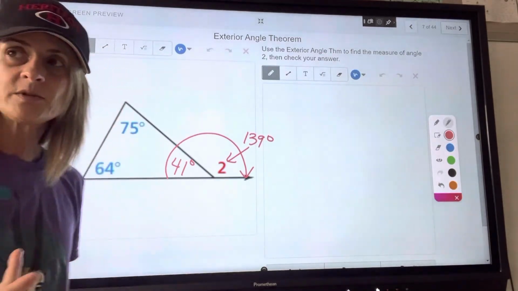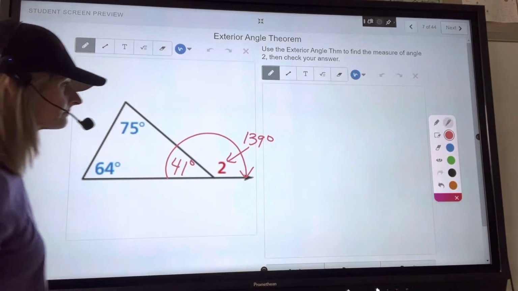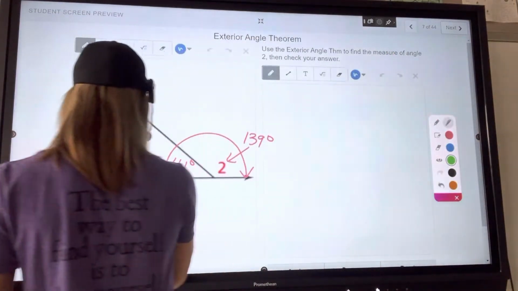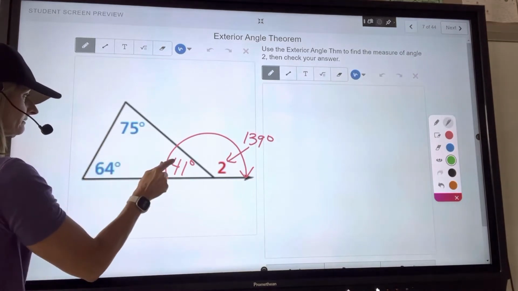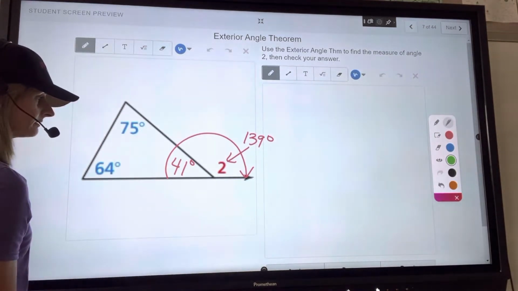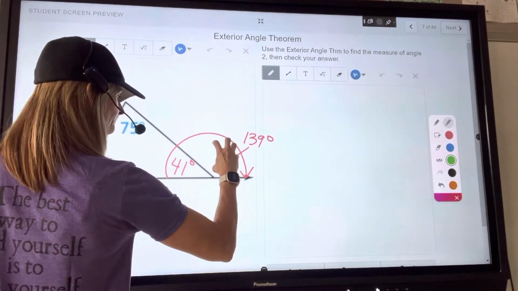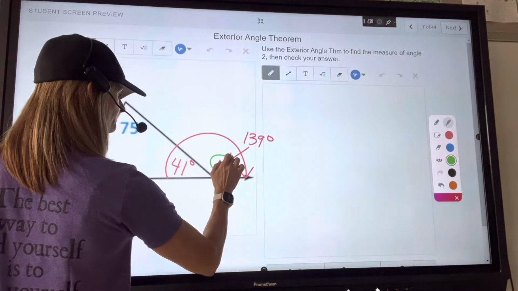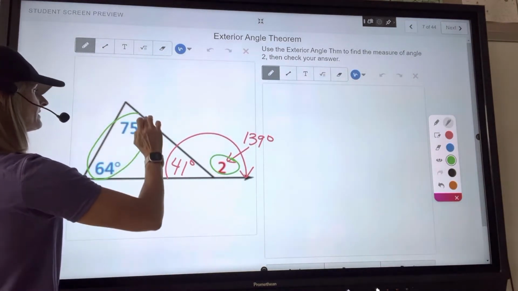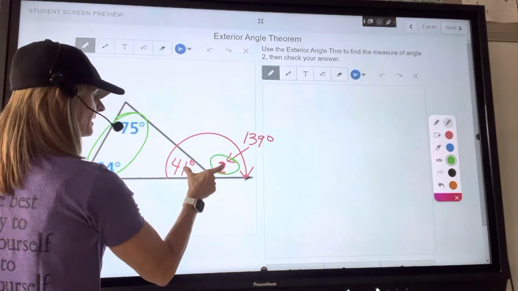What the exterior angle theorem says is, we don't have to go through all this. We know that since these 3 angles add up to 180, and these 2 add up to 180, the measure of this exterior angle, angle 2, is the same as the sum of these 2 angles on the other side that are not in a linear pair with that angle.